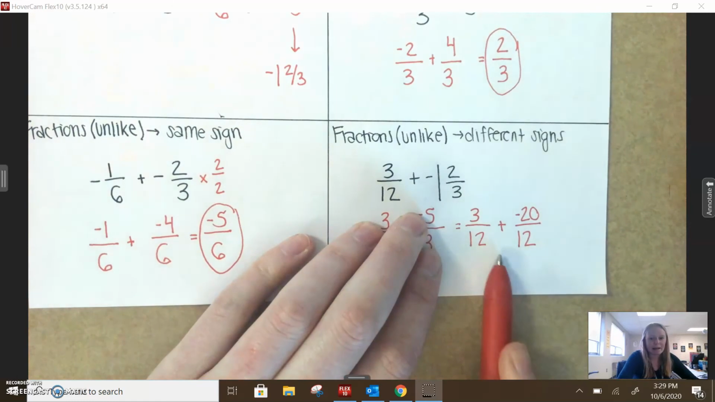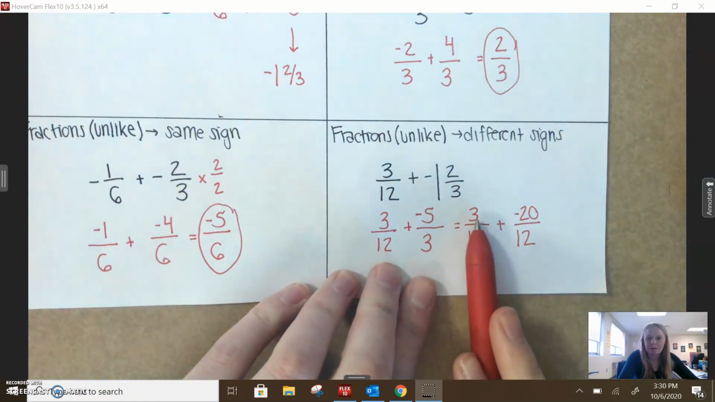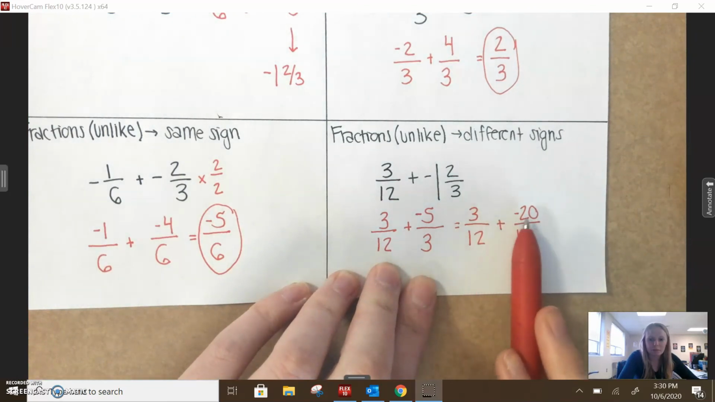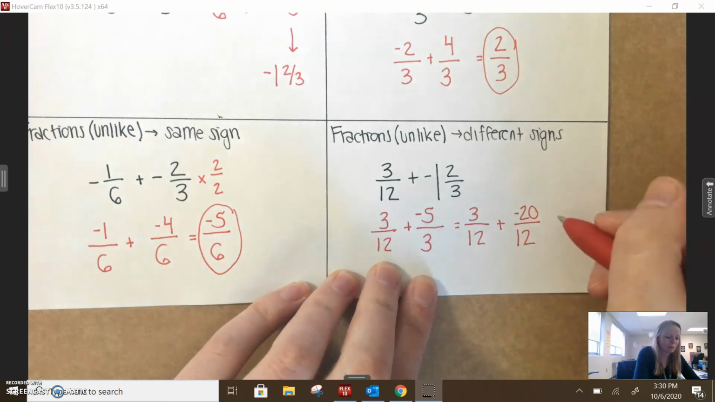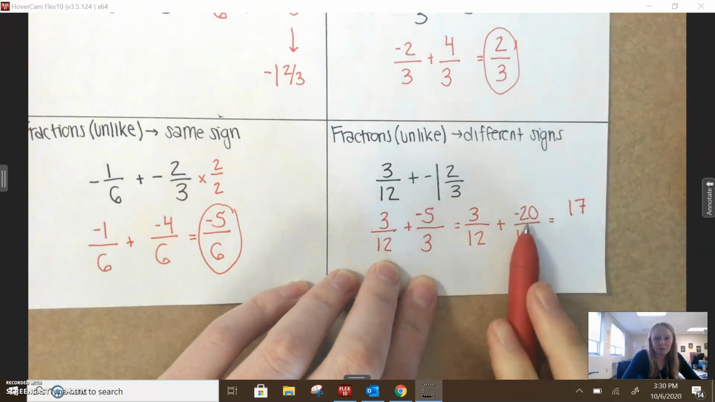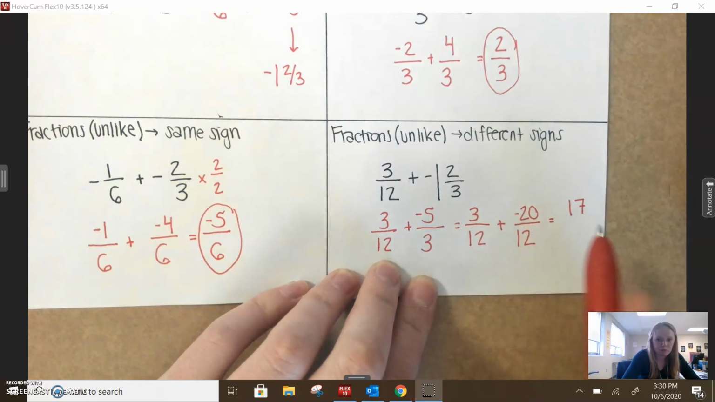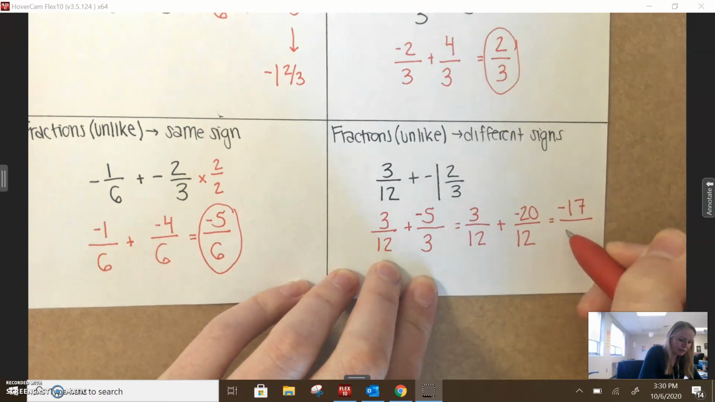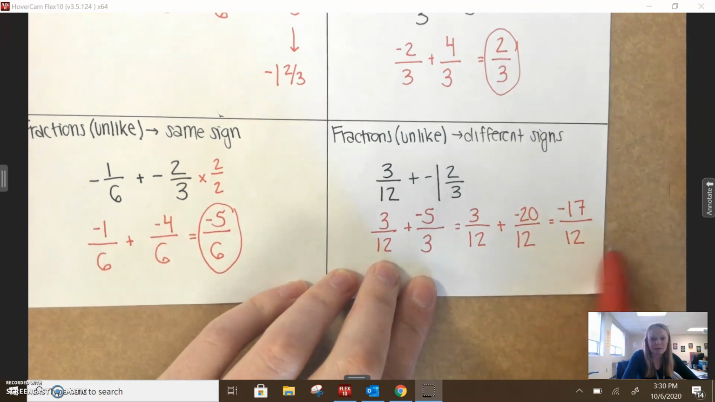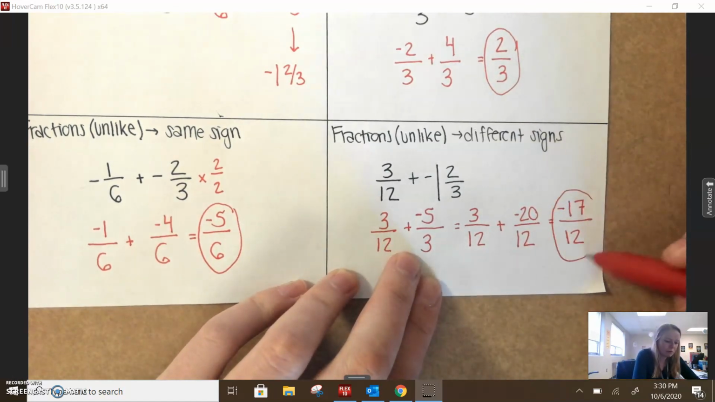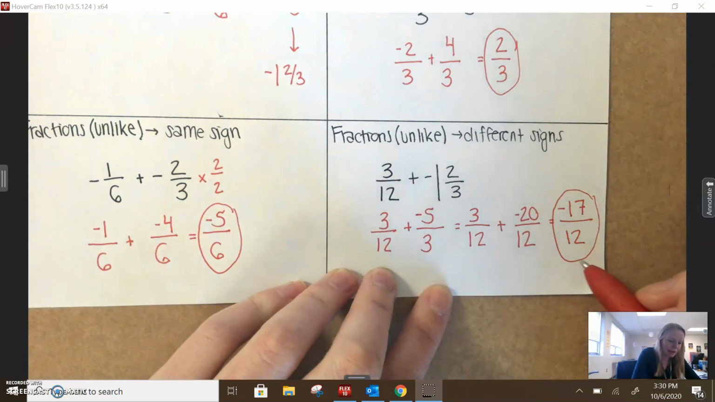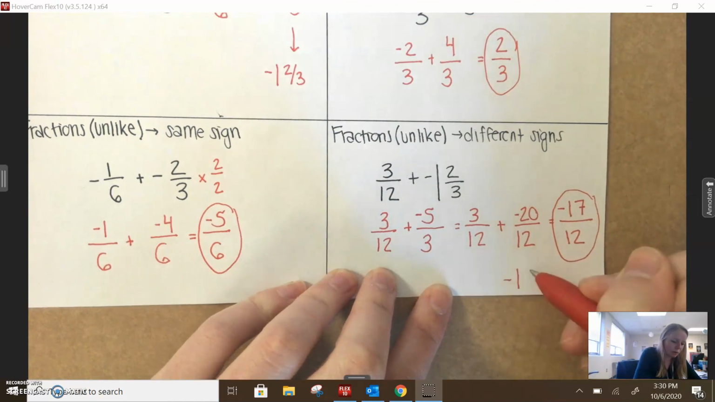Now I can add, now that my denominators are the same. So I have 3 plus -20. These are different sign integers, so 3 plus -20 is really 20 minus 3, which is 17. Then I have to check for the sign. -20 has the higher absolute value, so I need to make my answer negative at the end. Okay, and then my denominator stays the same. So once again, this improper fraction is already in simplified form, so I would accept this as an answer. If you wanted to go one step further and make it a mixed number, it would be -1 and 5/12.